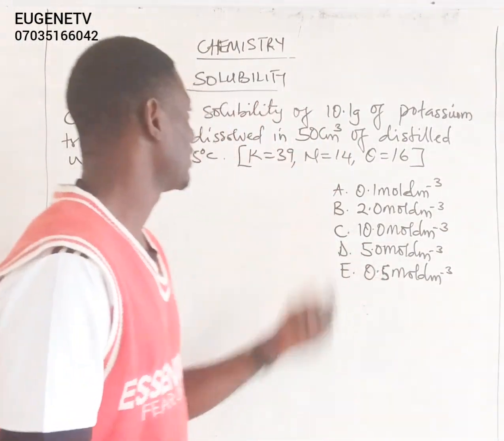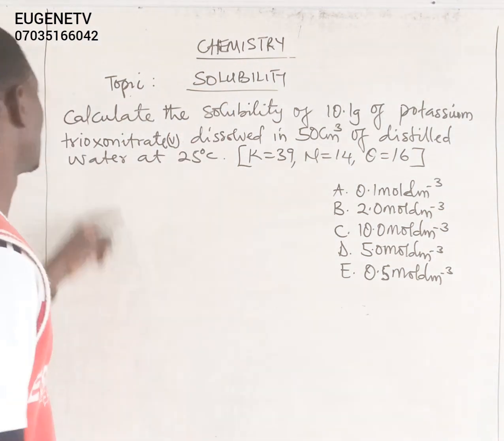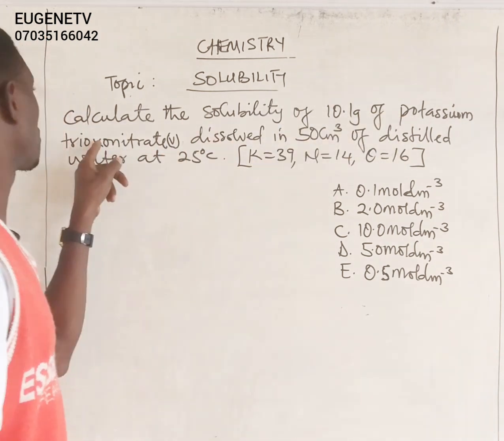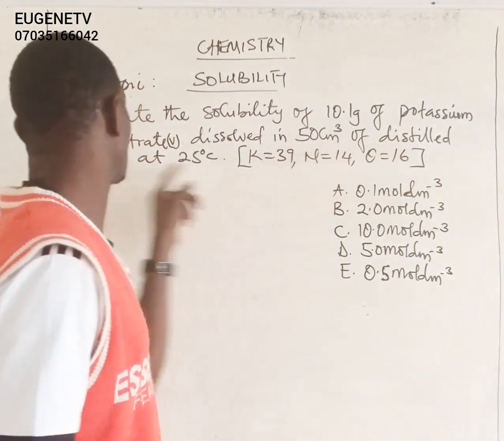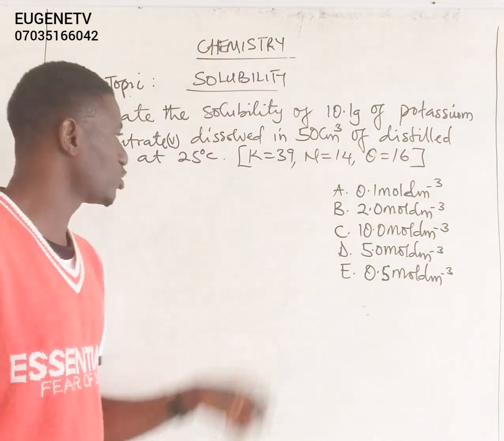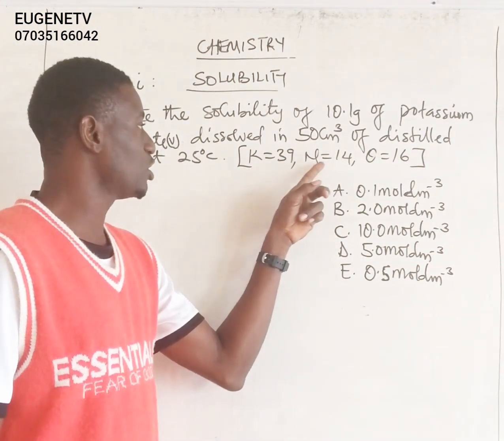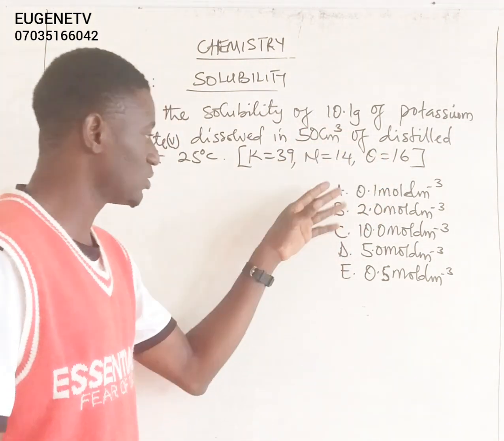Let's take a look at this question. This question is based on solubility. The question says, calculate the solubility of 10.1 gram of potassium trioxonitrate(V) dissolved in 50 cm³ of distilled water at 25 degrees Celsius, given that the atomic mass of potassium equals 39, nitrogen equals 14, and oxygen equals 16. We have the options here, option A to E.